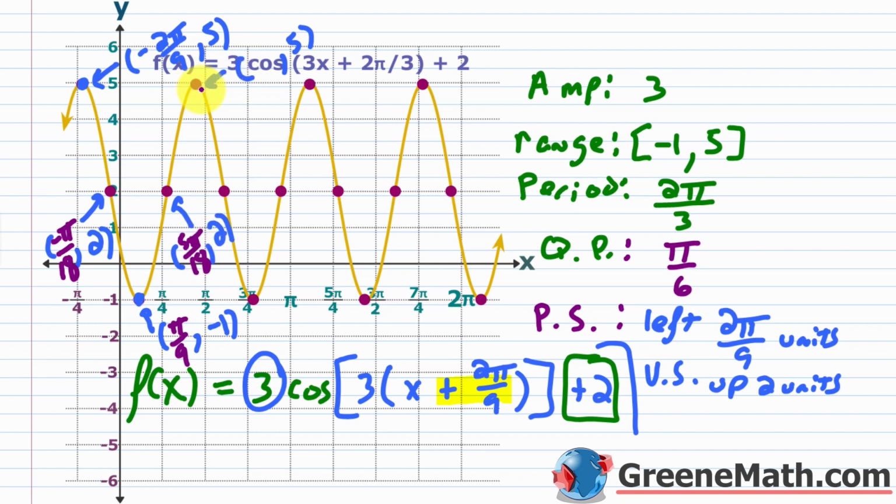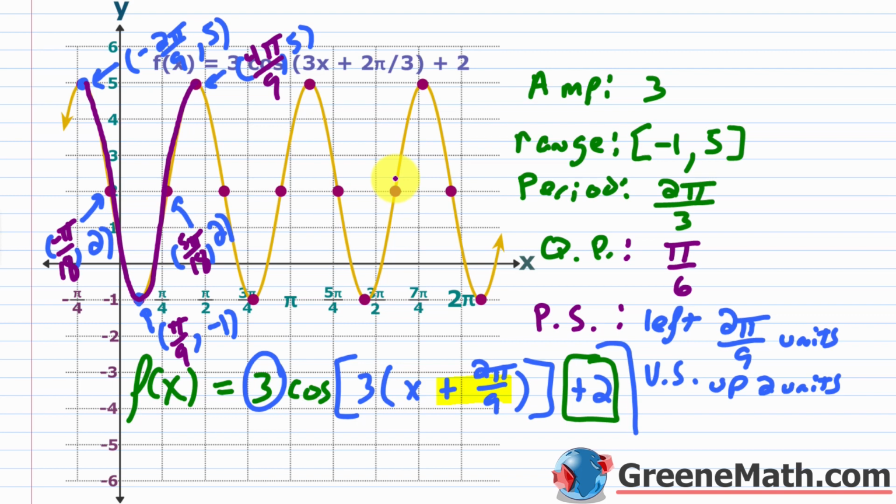And I'm going to get to the x value for this point, which is going to be 4 pi over 9. So 4 pi over 9, comma 5. Okay, so this would be one cycle for our graph. And again, if you want to keep going to the left or the right, you're just making repetitions of that one cycle.